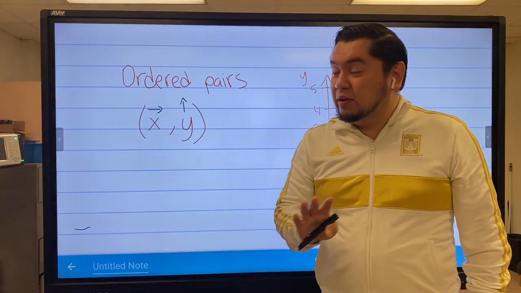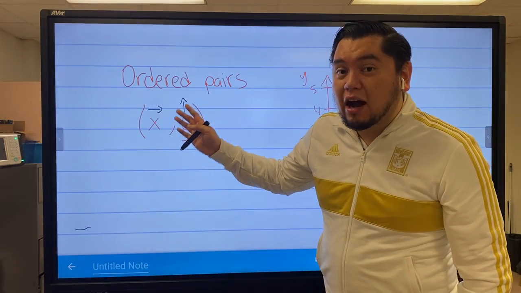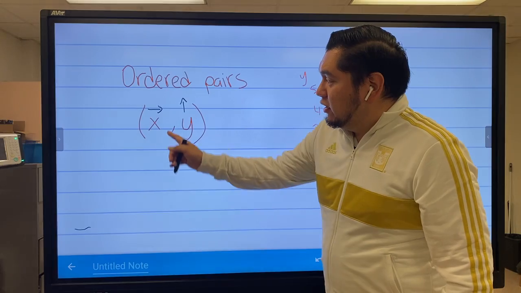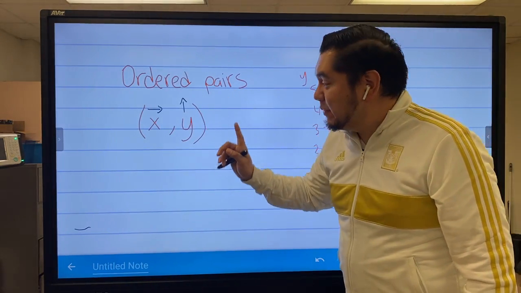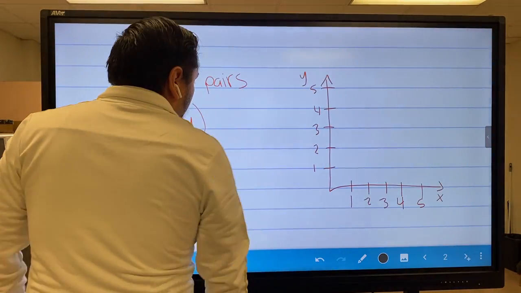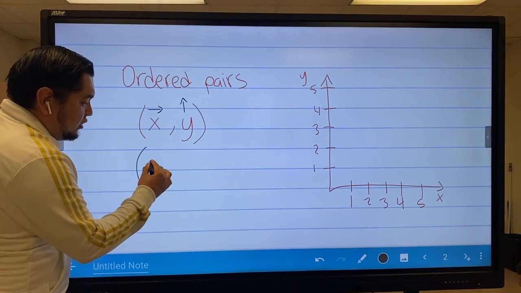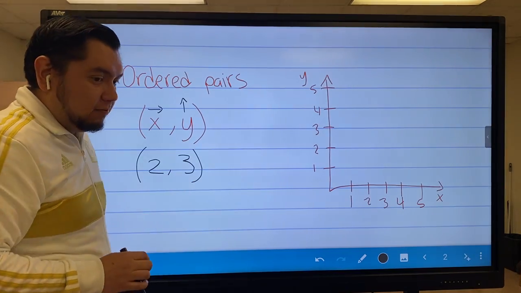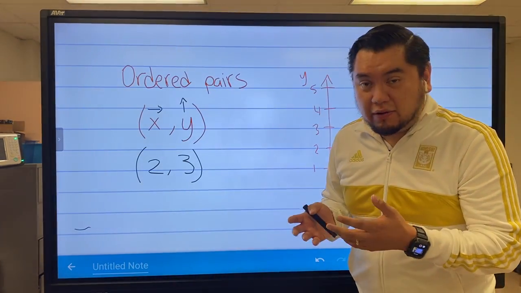Okay, remember this is only 5th grade. Later on you're gonna learn that it's not necessarily always to the right or always up. But for now, that's what you need to learn. The x-coordinate helps me move to the right, and the y-coordinate helps me move up on the grid. So, for example, let's use the ordered pair 2, 3. Okay, now I can use that to graph it on my coordinate grid.